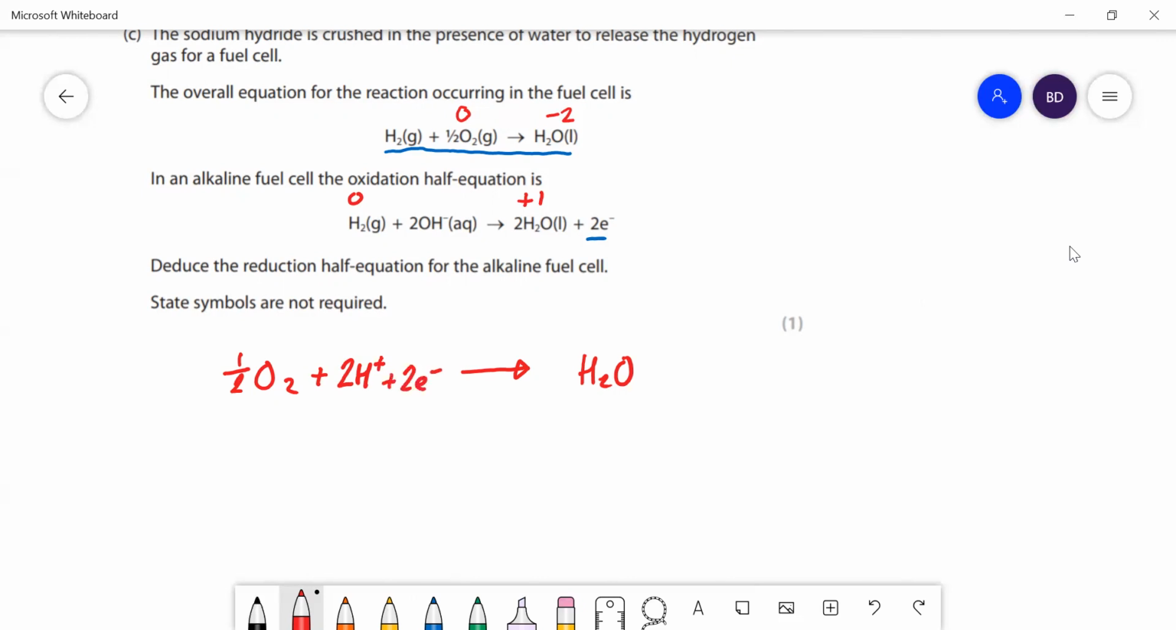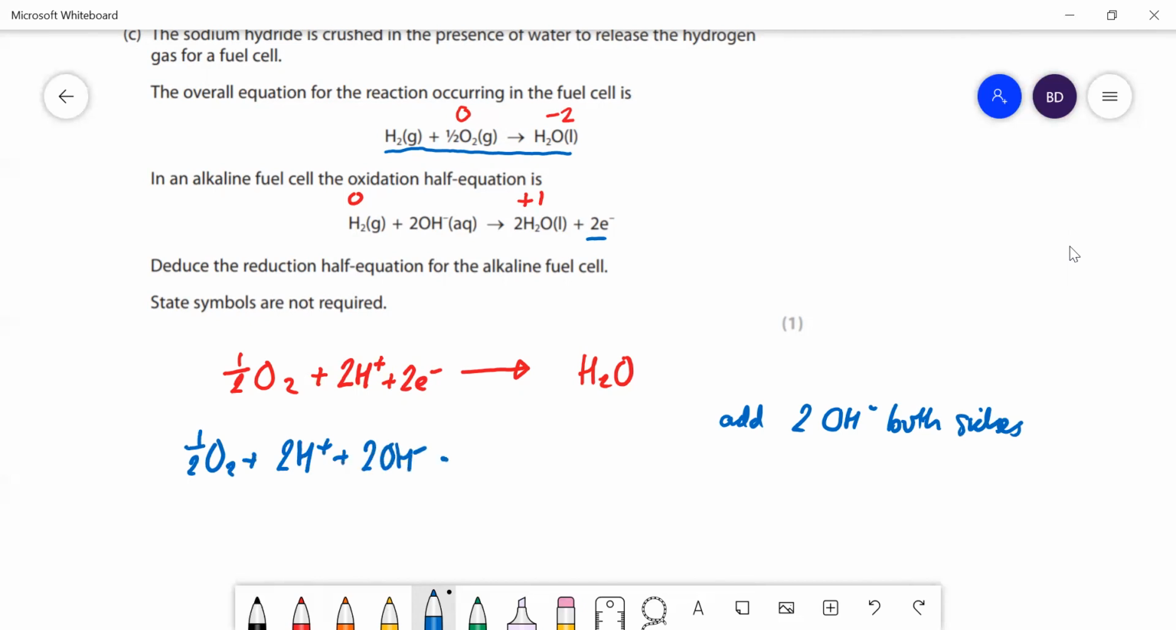Now, this is under alkaline conditions, so we can't have H+ ions. So we get rid of them by adding OH- ions, and they're going to turn into water. So add 2 OH- ions to both sides of the equation. Okay, let's do that. So half O2 plus 2H+ plus 2 OH- plus 2 e- goes to H2O plus 2 OH-. Right, so the H+ and OH- are going to form 2 waters.